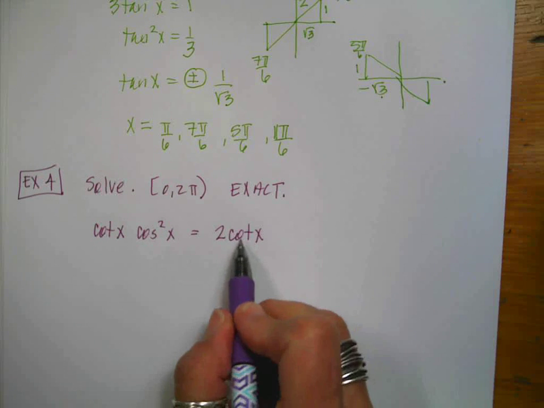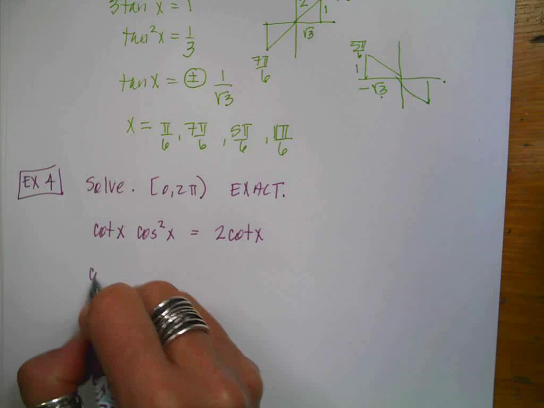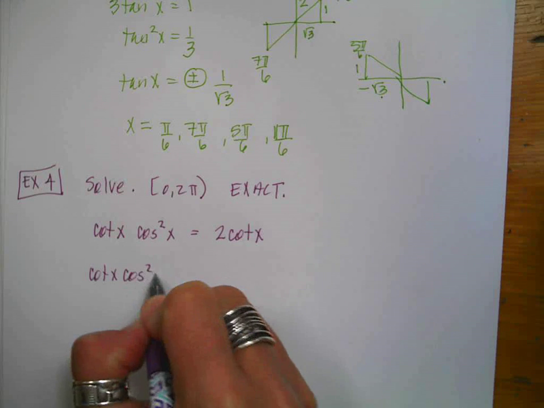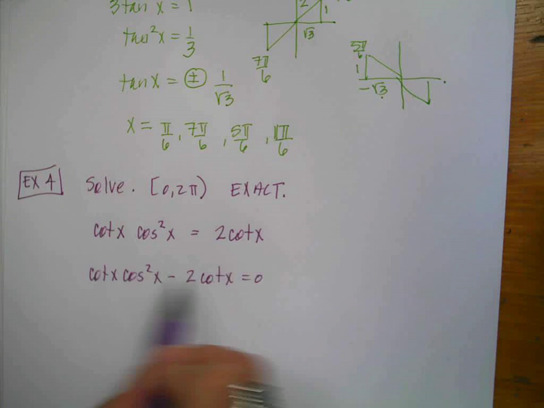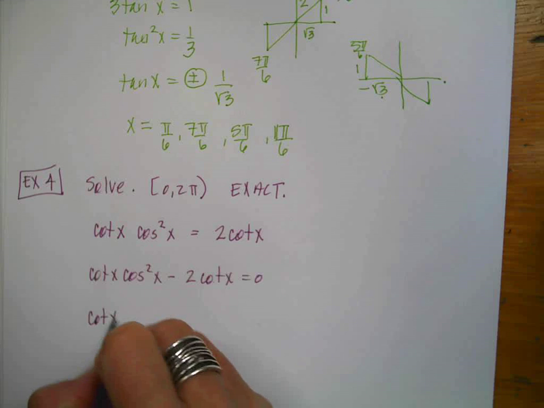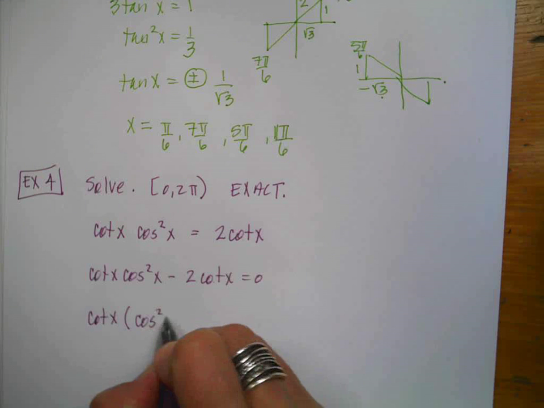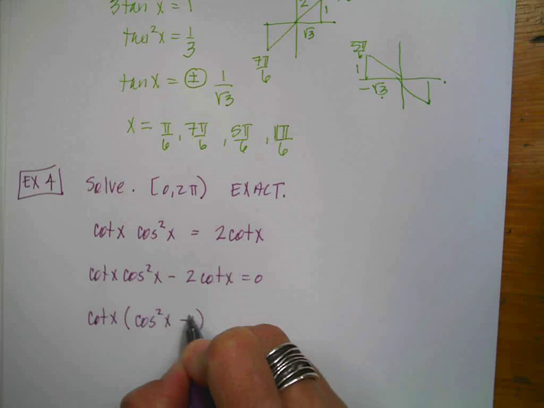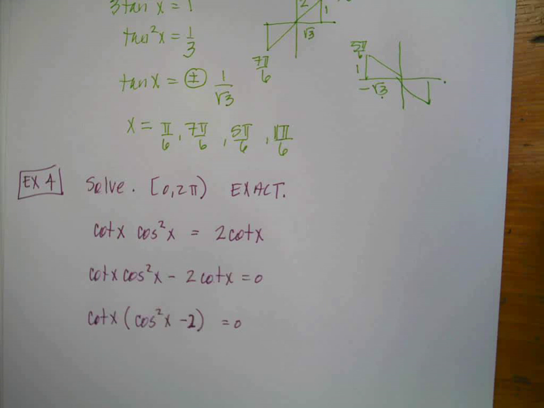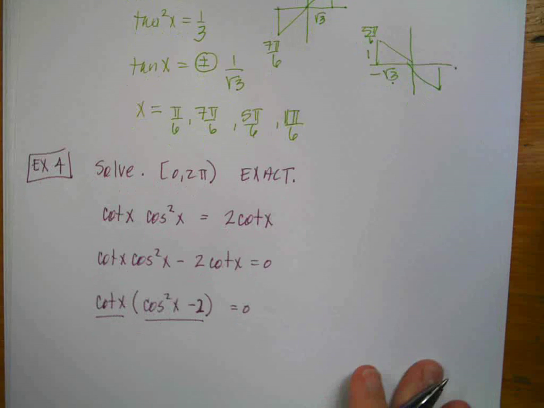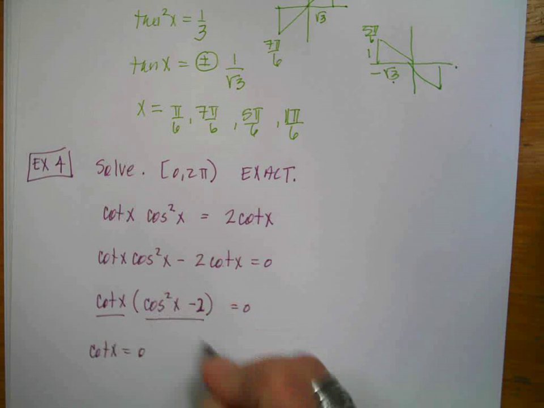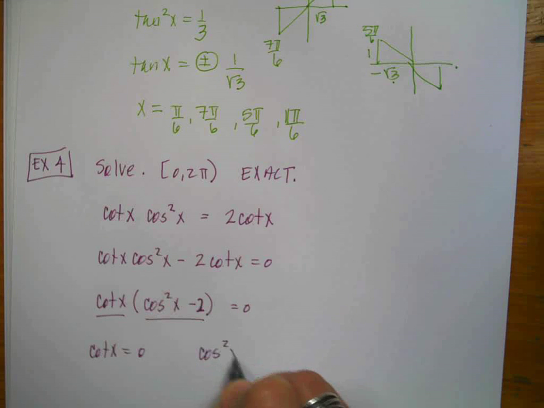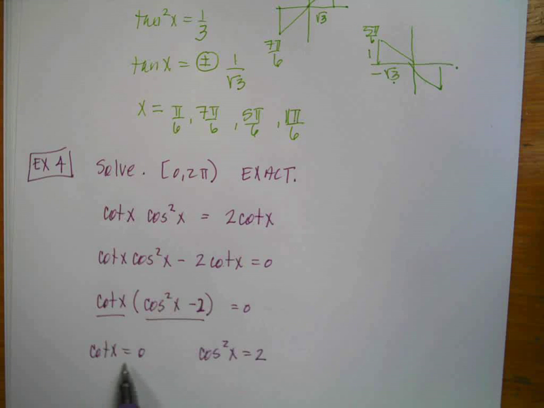Well, I'm solving a quadratic, so I want everything on the same side. There's my quadratic, so I'm going to get the cotangent of x cosine squared x minus 2 cotangent x equals 0. These guys both have a cotangent in common, so I get the cotangent of x times cosine squared x minus 1 minus 2 equals 0. So now, just with regular quadratics, I have two baby equations, so then I'm going to solve. So the cotangent of x is going to equal 0, and this is cosine squared x equals 2.